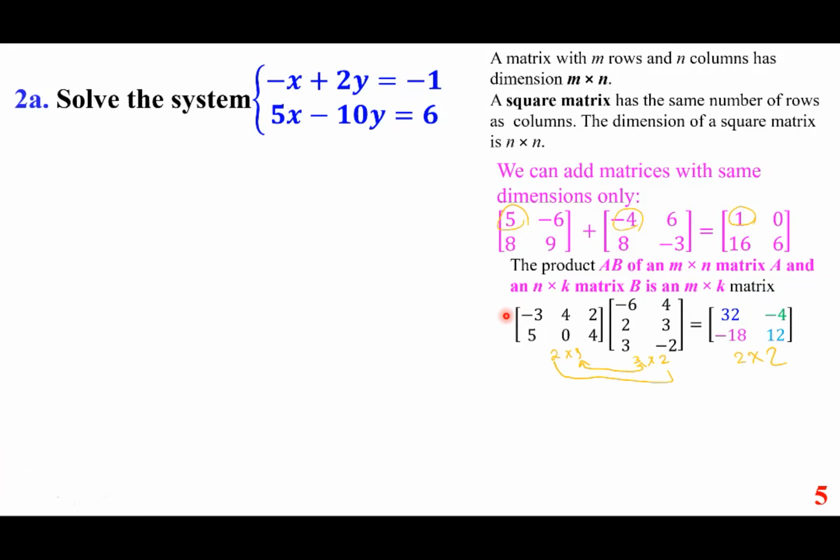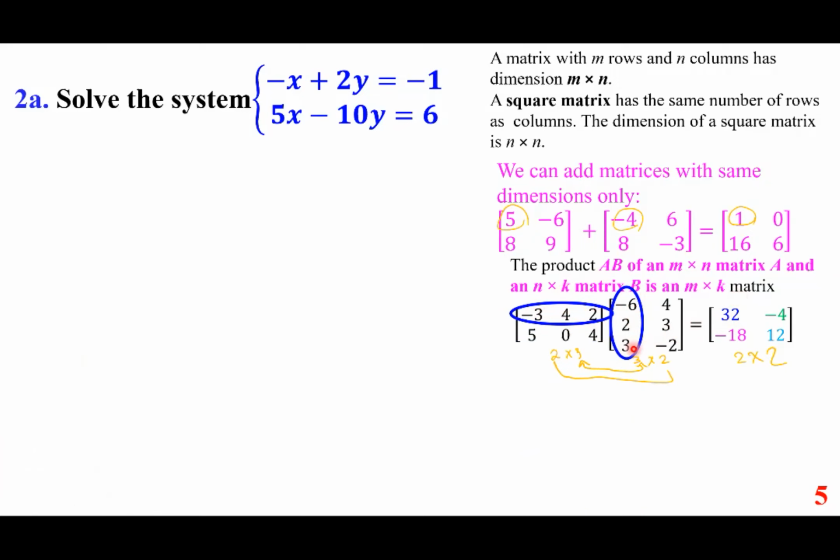And the way it works, you multiply this row by this column. So as an example, negative 3 times negative 6, 4 times 2, 2 times 3, and it gives you 32. So again, minus 3 times minus 6 is positive 18. 4 times 2 is 8. 2 times 3 is 6. They add up to 32. So I hope you see that.